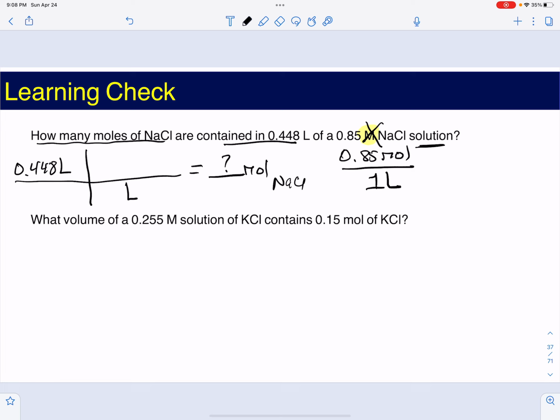You don't want the liters because you're looking for moles. And what did we just put in there? Moles over liter, that's the molarity. And the molarity is 0.85 moles for every 1 liter. Once you have that set up, it's just a matter of multiplying and dividing, right? So you can find the moles if you're given the molarity. Can you find the volume if you're given the molarity? Well, once more, as soon as you see the capital M, get rid of it and translate it.